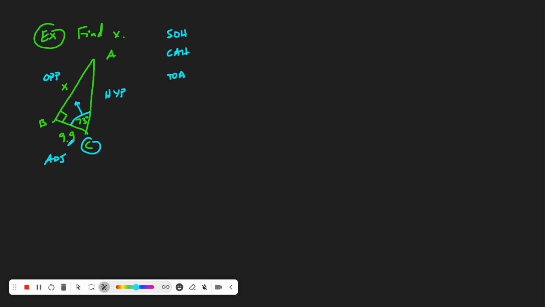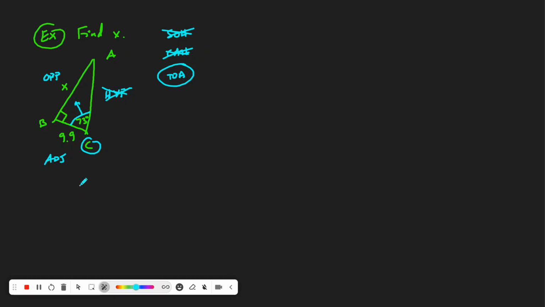In this picture, we know the adjacent is 9.9. We want to find the opposite as X. So we don't really care about the hypotenuse. I'm going to cross it off. And if I don't care about the hypotenuse, I'm going to cross off the two that involve H in SOHCAHTOA, and that'd be SO and CA.